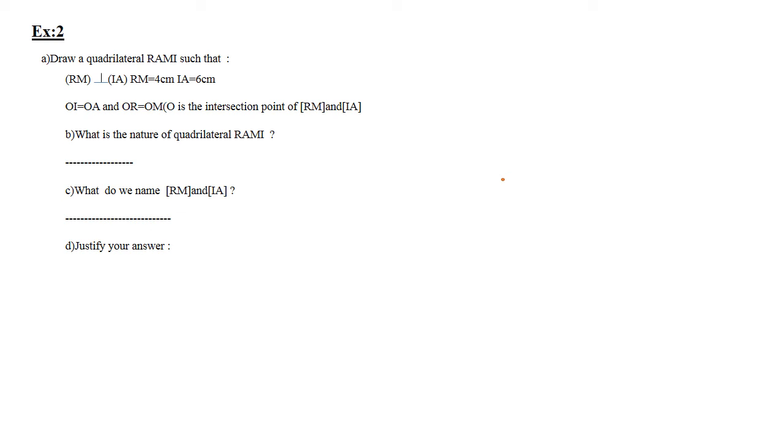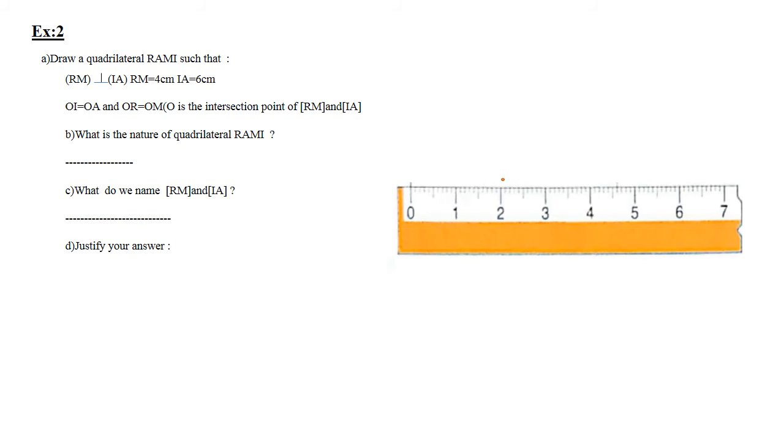Exercise 2, part A. Draw a quadrilateral RAMI such that RM perpendicular to IA, RM equals 4 cm and IA equals 6 cm. OI equals OA and OR equals OM. O is the intersection point of RM and IA. Now I bring my ruler to draw the line RM equals 4 cm. I take the measure 4 cm and I trace the line RM starting from 0. O is the midpoint of RM.